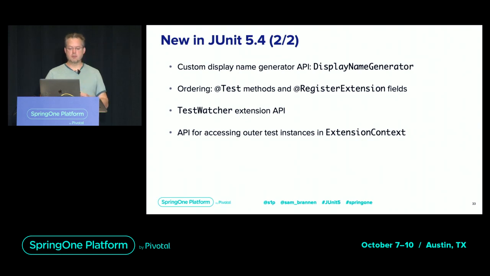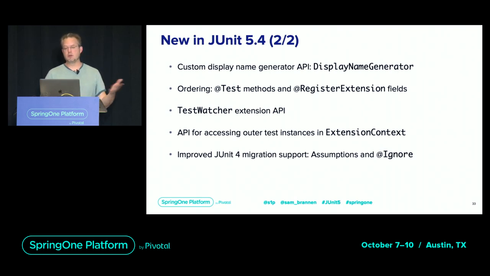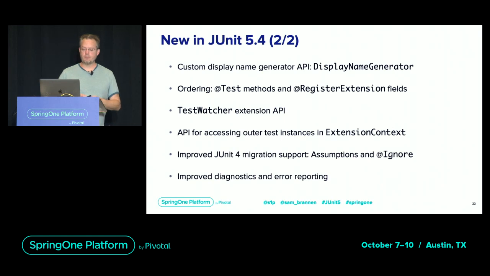Test watch, we got that one. There's some new support in the extension context for accessing outer test instances for nested test classes. So we do have some migration support for JUnit 4. I didn't mention that before, but we have improved support, so you can continue to use @Ignore annotation and some of the assumptions from JUnit 4 if you so desire, but that's in a separate migration support artifact. Yes, and improved diagnostics and error reporting, which is always good to be improving on.